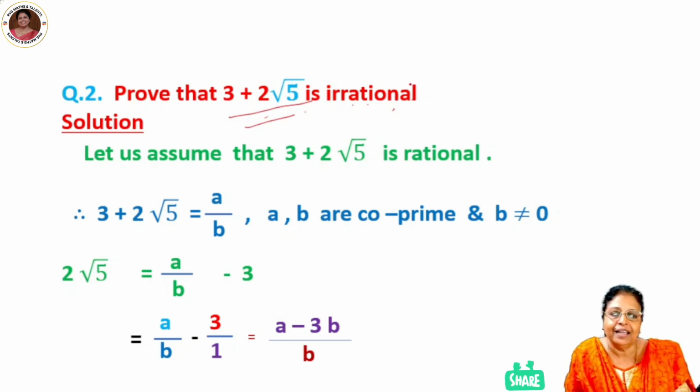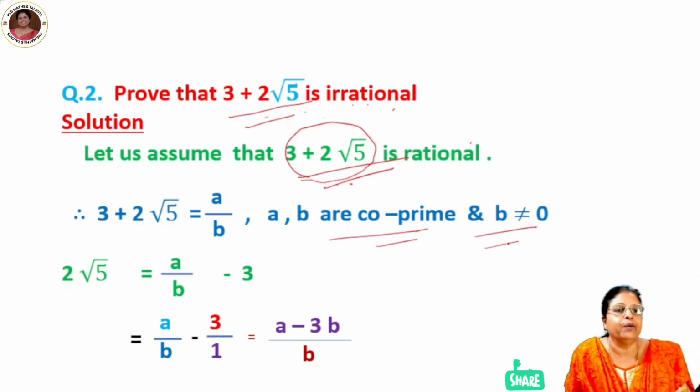What was the procedure? We are assuming that 3 plus 2 root 5 is rational. If this is a rational number, then we can express this in the form A upon B, where A and B are coprime and B not equal to 0. So we are writing like this: 3 plus 2 root 5 equal to A upon B. Then here we can take this 3 to this side. Here it is positive. So when it comes to this side, it is minus. So we are getting 2 root 5 equal to A upon B minus 3.